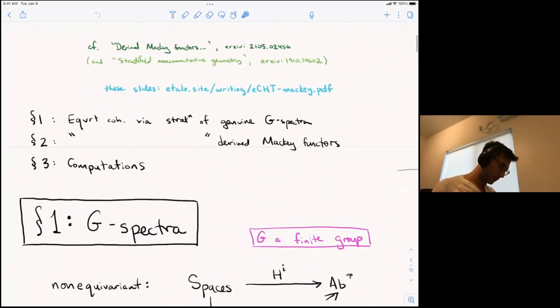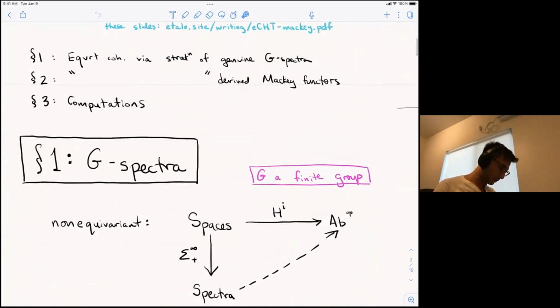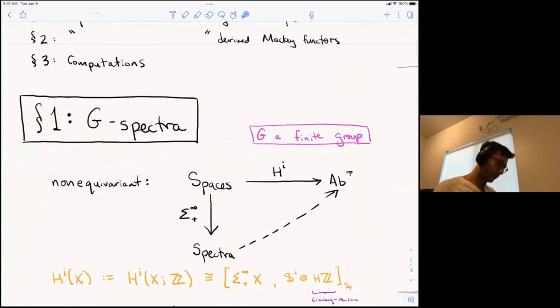And let's just remember how spectra are related to cohomology. So if I have a space and I want to take its cohomology, say ith cohomology, that's an abelian group. And this construction factors through the suspension spectrum functor from spaces to spectra. Namely, the cohomology, by which I mean cohomology with coefficients in Z, is homotopy classes of maps of spectra from the suspension spectrum into the ith suspension of the Eilenberg-MacLane spectrum for Z. So this is the non-equivariant situation.